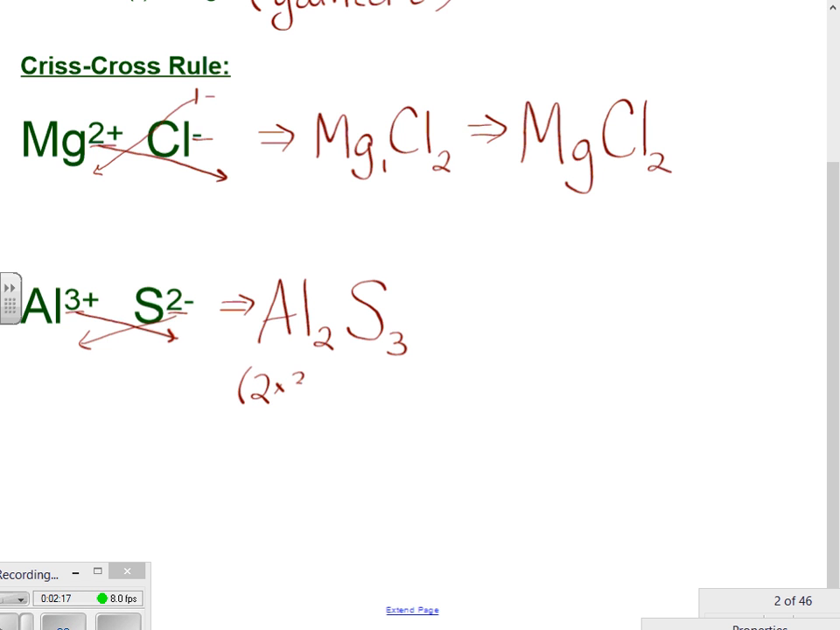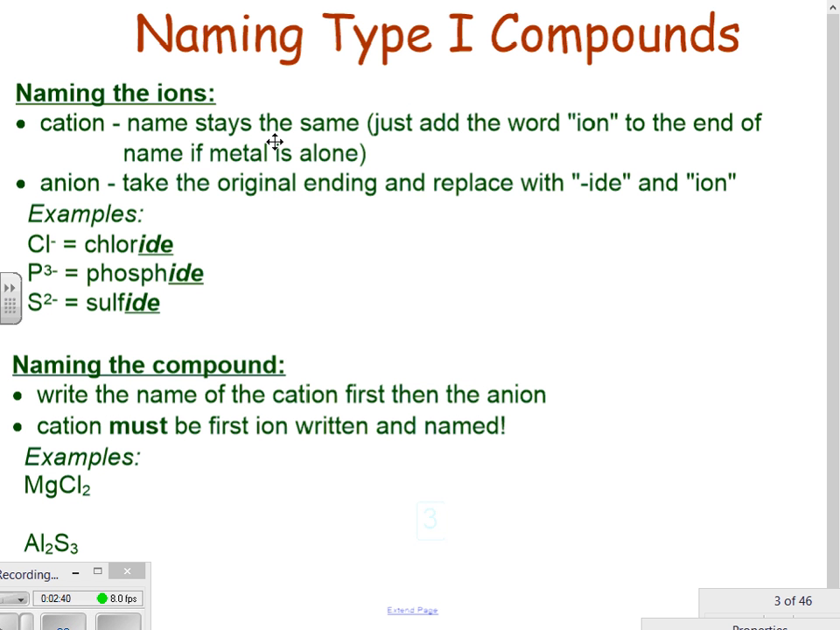And just to prove that, you have 2 aluminums. Each aluminum is a 3 positive. And you have 3 sulfurs. Each sulfur is a 2 negative. 2 times positive 3 is 6. 3 times negative 2 is negative 6. And it adds up to 0. So we did crisscross it correctly, which I hope we should have done anyway. All right, so let's move on. It's not always going to be that simple.